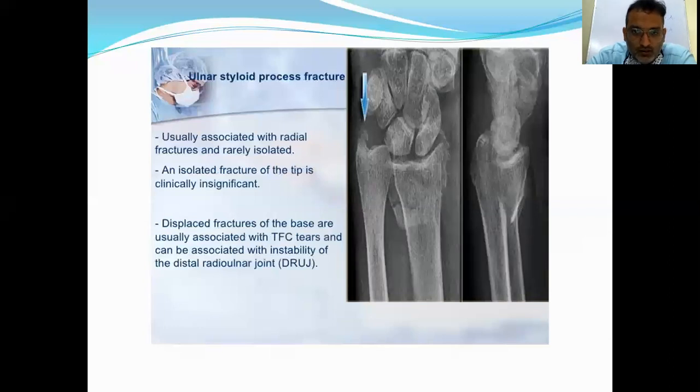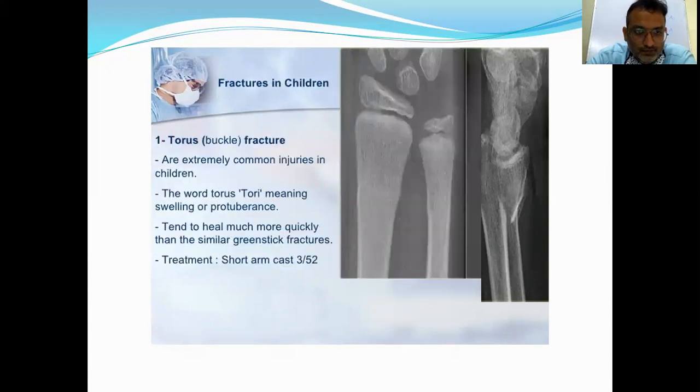As you can see with the blue arrow, the ulnar styloid process and the triangular fibrocartilage is a tough structure. So in distal radius fractures, ulnar styloid involvement should be looked for and it is commonly seen. An isolated fracture tip is clinically insignificant, but if it is associated with radial fractures, you should look for stability of the ulna also.